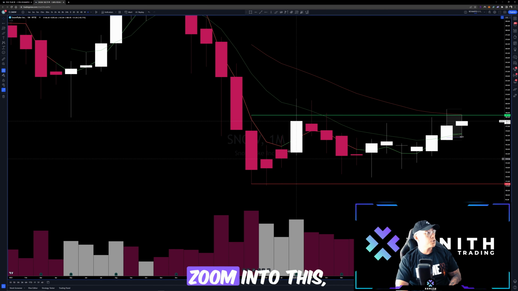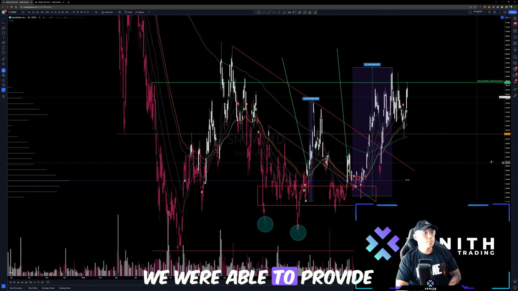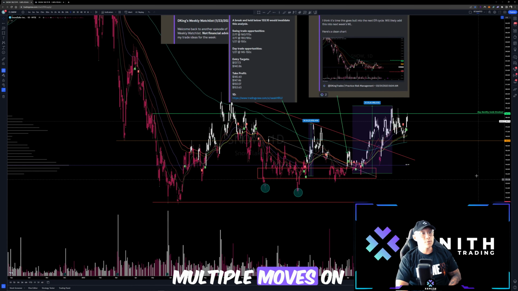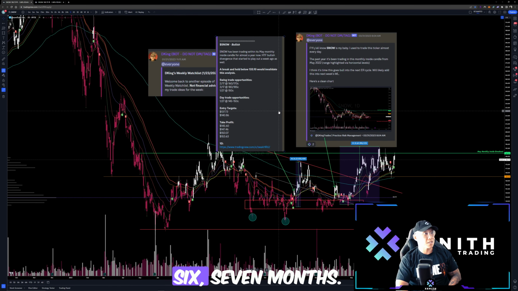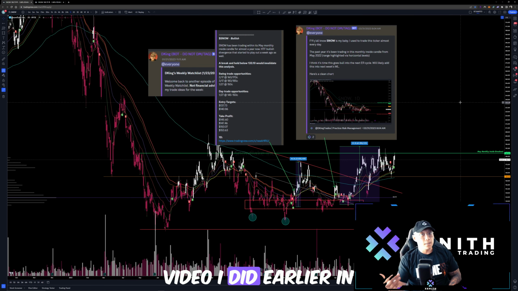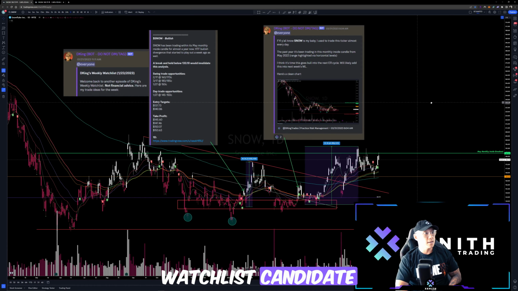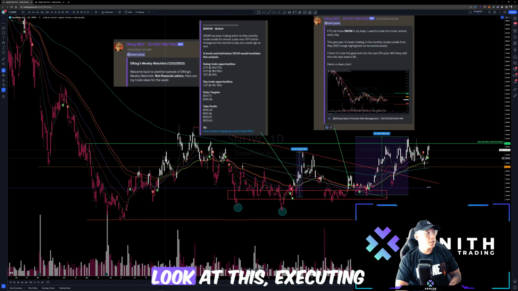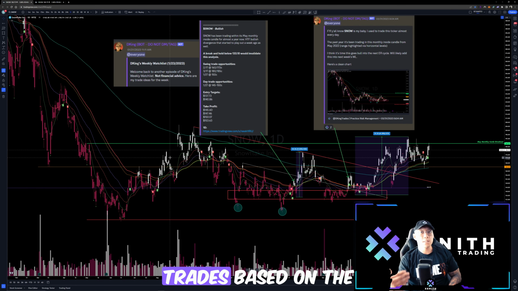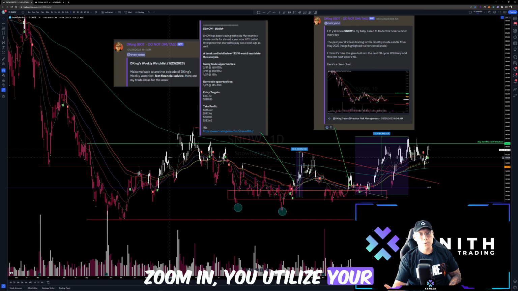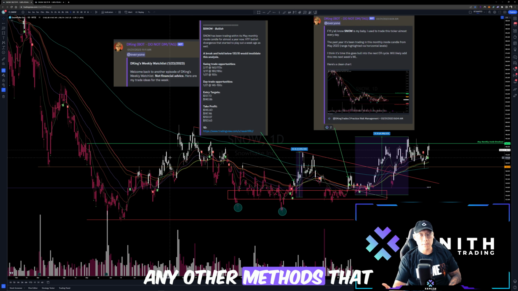Now, if we actually zoom into this, we were able to provide multiple moves on SNOW over the past 6-7 months. There was a YouTube video I did earlier in January that discusses SNOW as a potential watch list candidate and swing candidate. If you actually take a look at this, executing trades based on the inside candles is very simple and straightforward. All you have to do is, once you find that inside candle and find the inside range, you zoom in. You utilize your technical analysis or any other methods that you personally have.